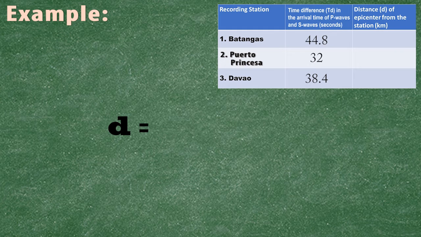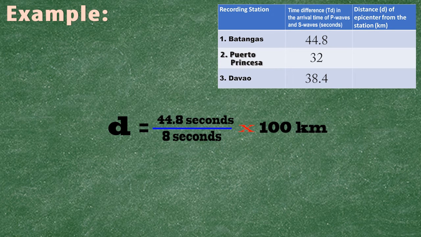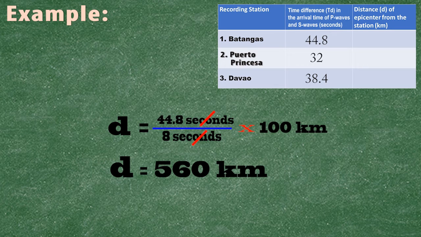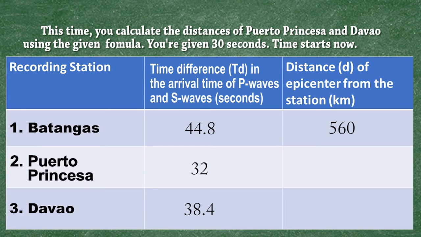D is equal to 44.8 seconds divided by 8 seconds times 100 kilometers. Cancelled out seconds, D is equal to 560 kilometers. This time, you calculate the distances of Puerto Princesa and Davao using the given formula. You are given 30 seconds. Time starts now.